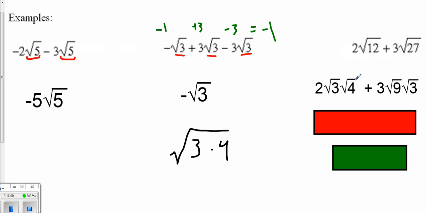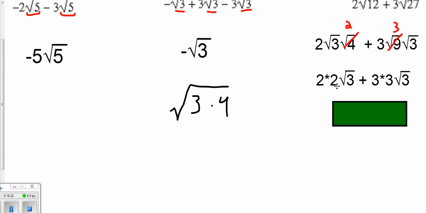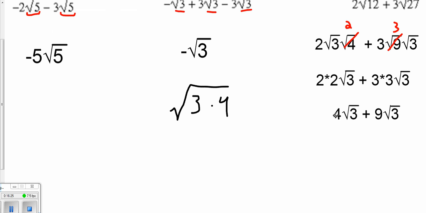In fact, I'm going to do that right now and just show that square root of 4 is 2, square root of 9 is 3. So when we simplify these, 2 times square root of 3, that's our first part. And 3 times the square root of 3 is our second part. 2 times 2 is 4. 3 times 3 is 9. So we've got 4 square roots of 3 plus 9 square roots of 3.